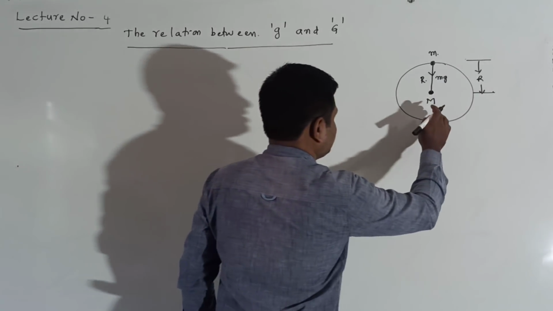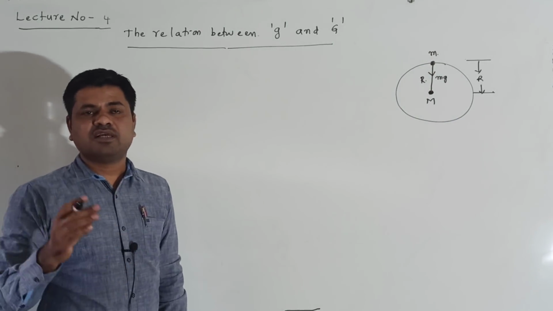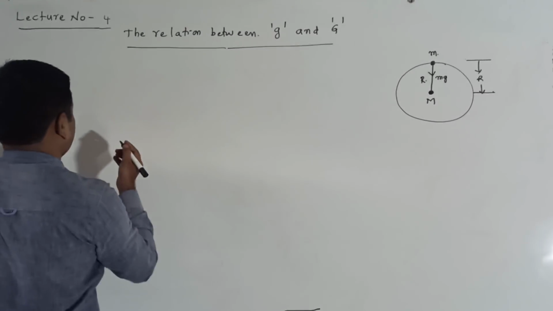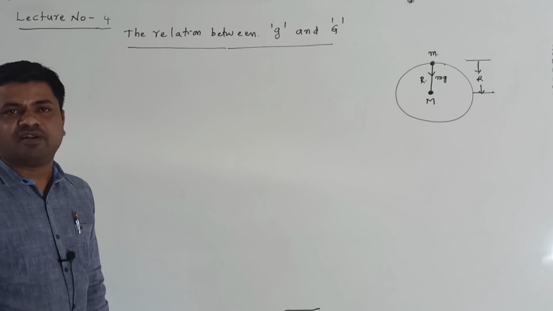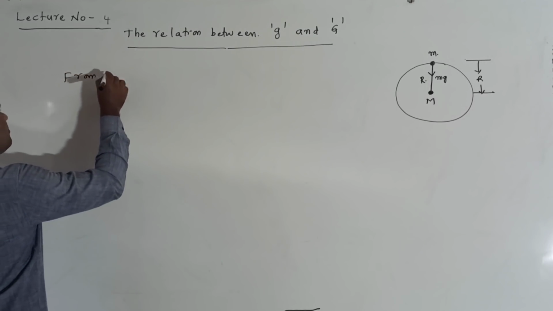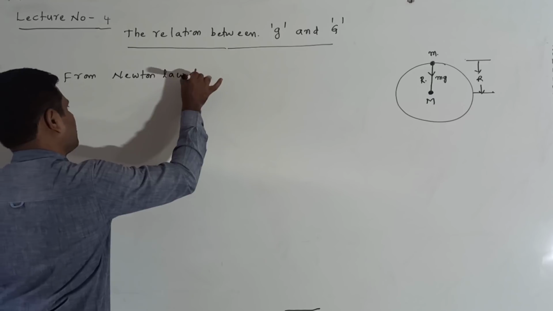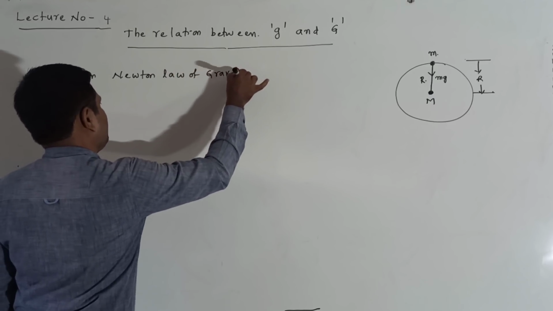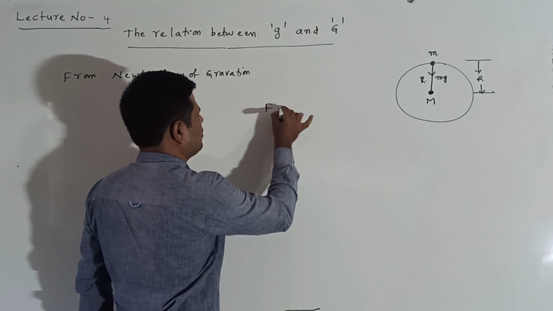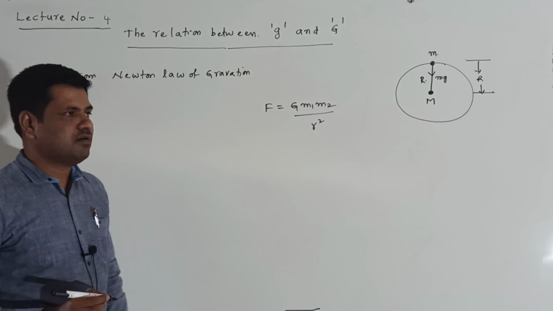Now, I consider two masses. In between the earth and the body there is a gravitational force of attraction. I am writing that from Newton's law of gravitation. From Newton's law of gravitation, when there are two bodies, the general formula is F equal to G into m1 m2 by r square.